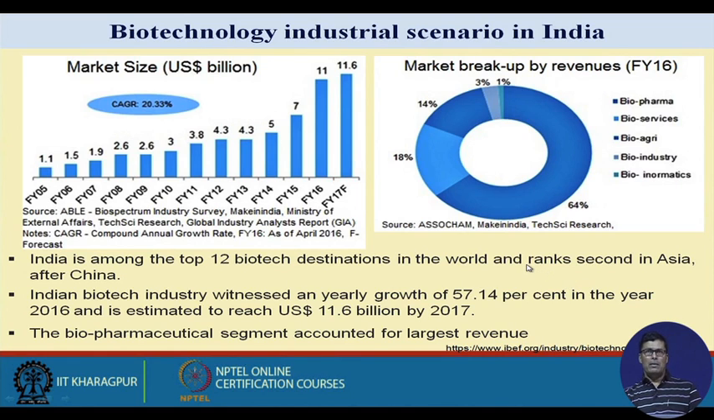Now if you look at the biotechnology industrial scenario, India is among the top 12 biotechnology destinations in the world, and ranks second in Asia after China. China is the first, then second is India in Asia. And last year, the growth of the biotechnology industry was about 57.14%, and is estimated to reach about $11.1 billion by 2017. The biopharmaceutical segment accounted for the last year's revenue. Now here we can see how biopharmaceuticals are sharing the lion's part of these bioproducts.